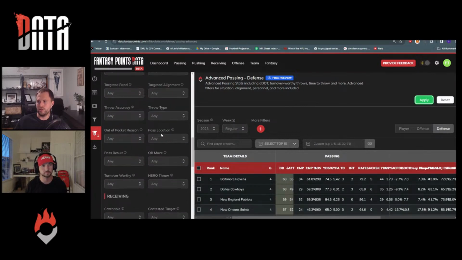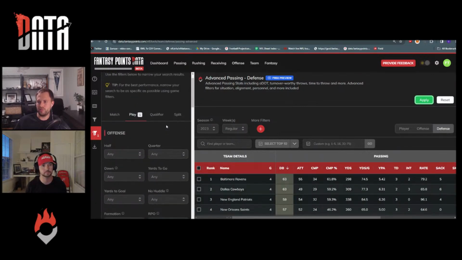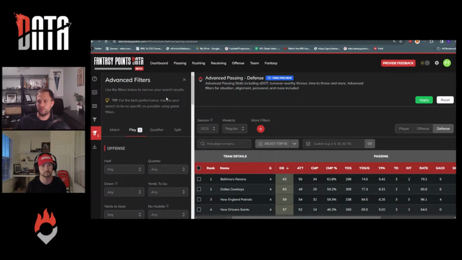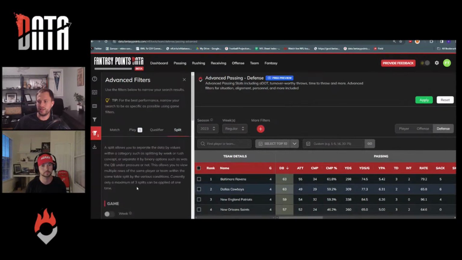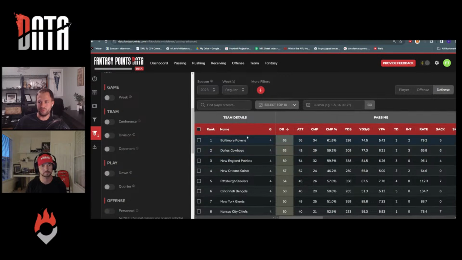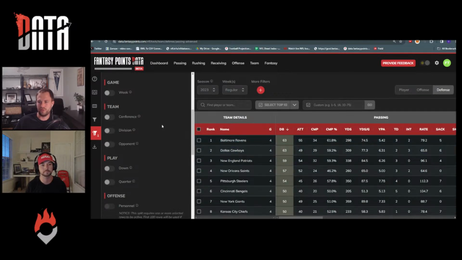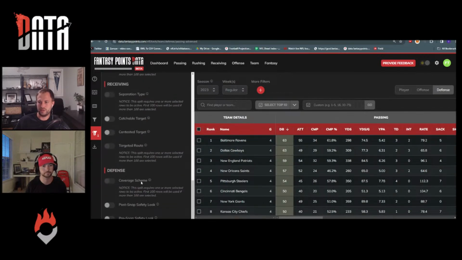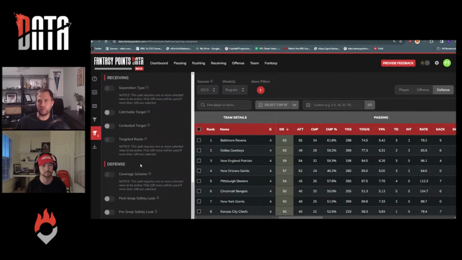The other, more in-depth way, you could use our splits, which will basically take the table and create multiple rows for every team for that coverage. So down here, there's a coverage scheme. We did get some requests to add just a man versus zone one, which I think we're going to add, but right now it'll split into the individual coverages, which is still useful.